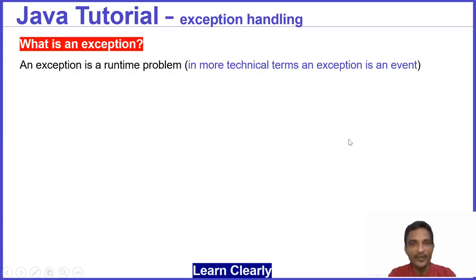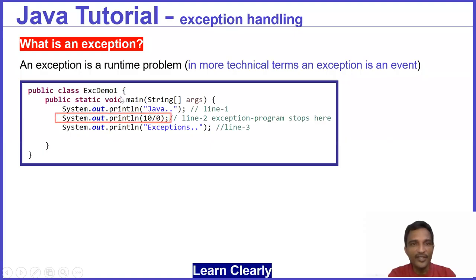Let's understand this statement with an example. Consider we have this program which contains 3 statements inside the main method. And when JVM starts executing this program, it starts with the first statement and prints the output of the first statement, Java, on the screen successfully. But when JVM tries to execute the second statement, that is the division by 0, 10 division by 0, it stops the program execution by throwing a problem which is technically called an exception. And the name of that problem in this particular example is arithmetic exception.